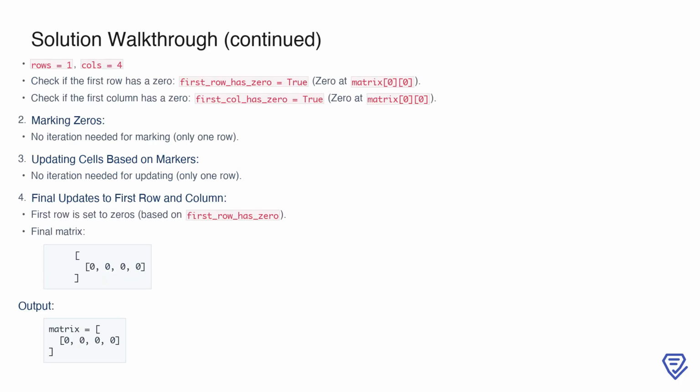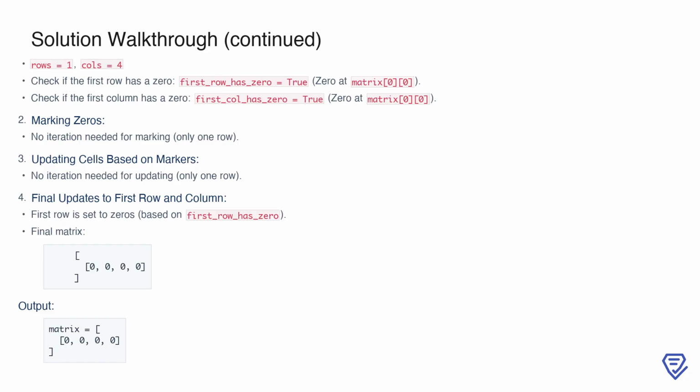Lastly, let's look at an edge case where the matrix has only a single row. Since there's a 0 in the first column of this single row at matrix[0][0], both first_row_has_0 and first_col_has_0 are true. However, because there is only one row, there's no need to iterate for marking or updating based on markers. Instead, we directly set the entire first row to zeros because first_row_has_0 is true. The final matrix now consists of all zeros, as expected.